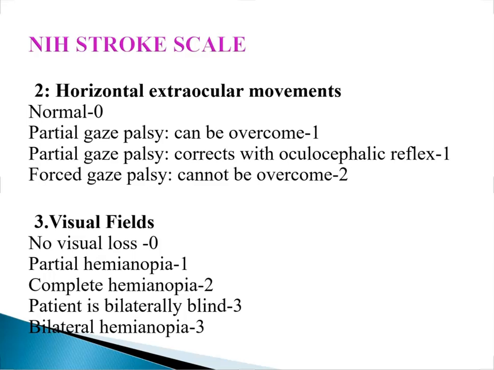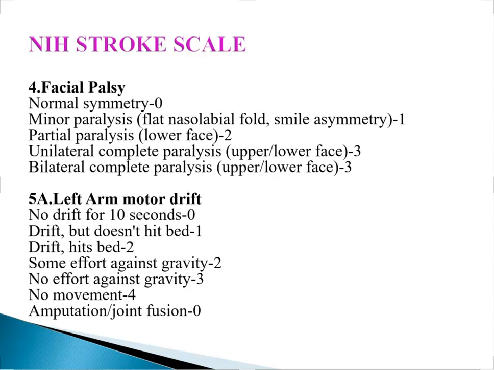Visual fields: no visual loss, 0. Partial hemianopia, it is 1. Complete hemianopia, it is 2. Patient bilaterally blind, it is scored as 3, and bilateral hemianopia, it is 3. Facial palsy: normal symmetry is 0, minor paralysis, it is 1, partial paralysis, it is 2, unilateral complete paralysis of either upper or lower face, 3, and bilateral complete paralysis is scored as 3.